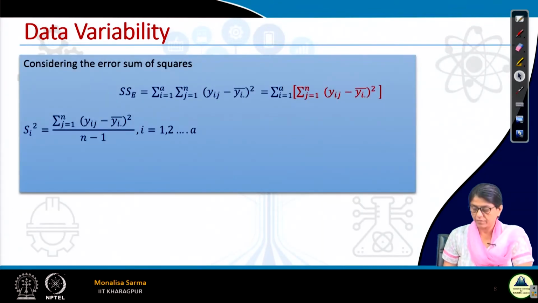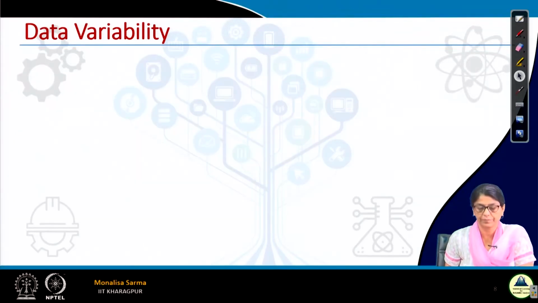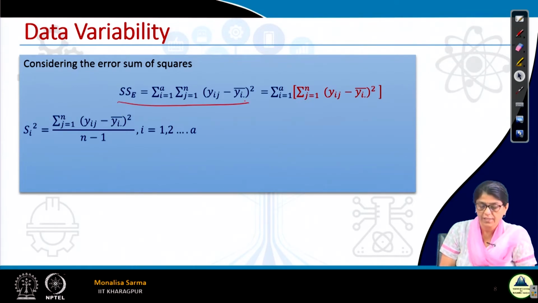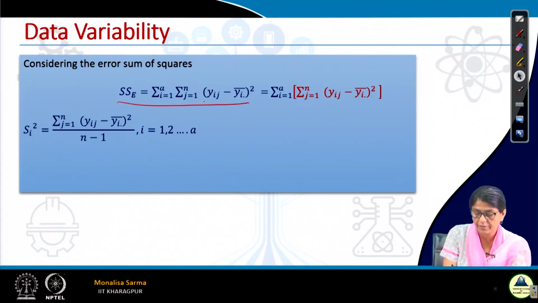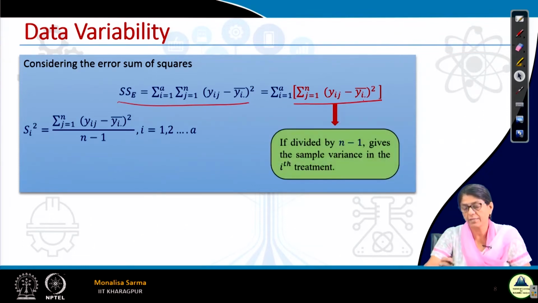So here there are two terms, SS treatment plus SSE. We will take one term first, so let us take SSE. This was my SSE term, isn't it? Now in this term, see the part I have marked with red. If I divide this term by simply n minus 1, what do I get? This term, yij minus yi dot bar. That means within a sample, within a level, I am trying to find the difference between each data and the mean, so I will get the variance of the ith treatment.